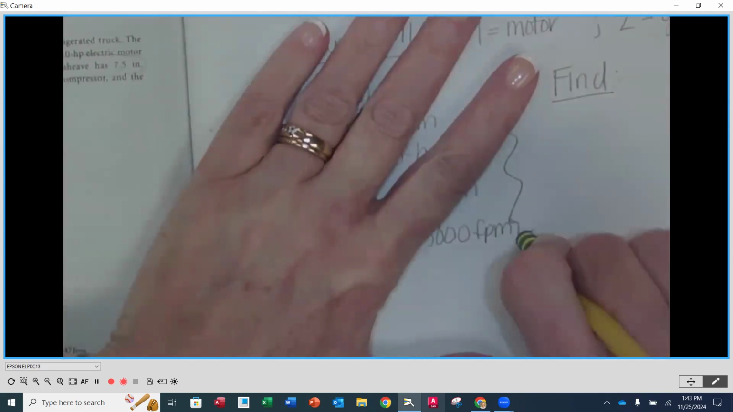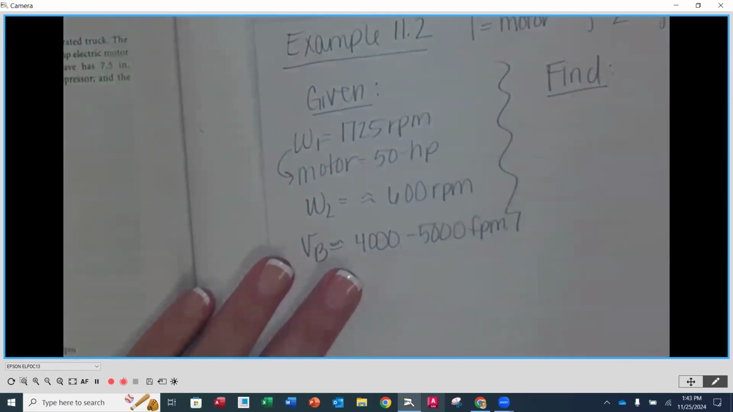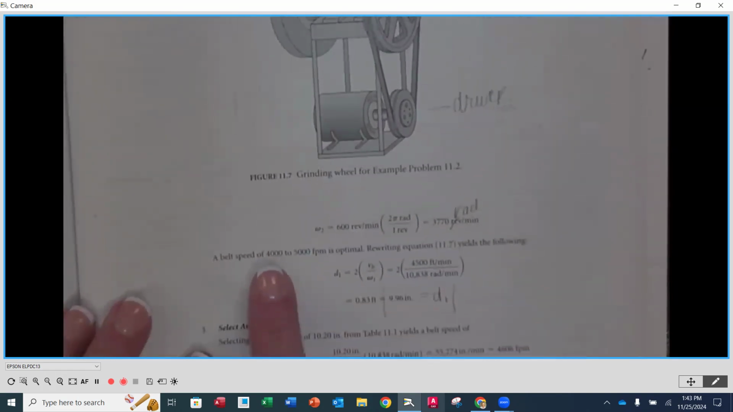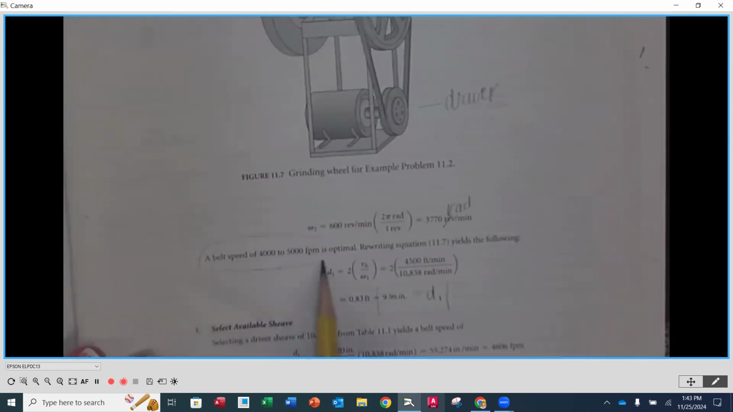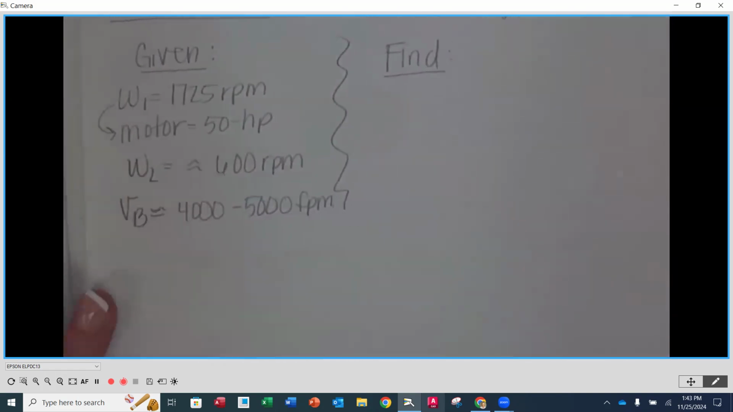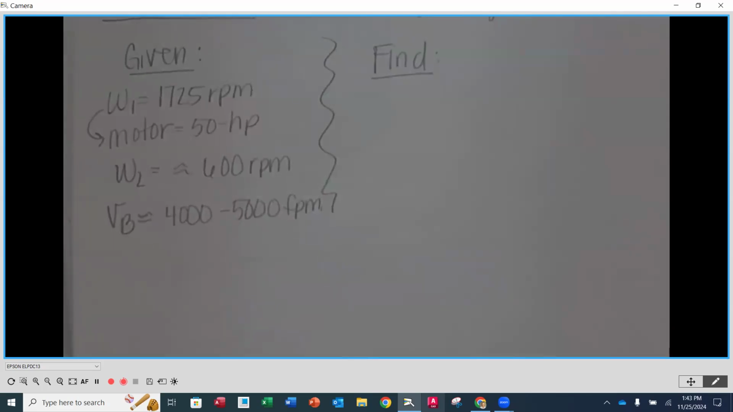Now, this wasn't in the original problem statement, but it's important to note because, if you look at the illustration here on page 607, there is a statement that they want the belt speed to be between 4,000 and 5,000 feet per minute. So you want to make sure that your VB is between these two numbers. It's a little bit further into the problem, but it's worth noting because when we look at what we have to find, that's going to come in handy.